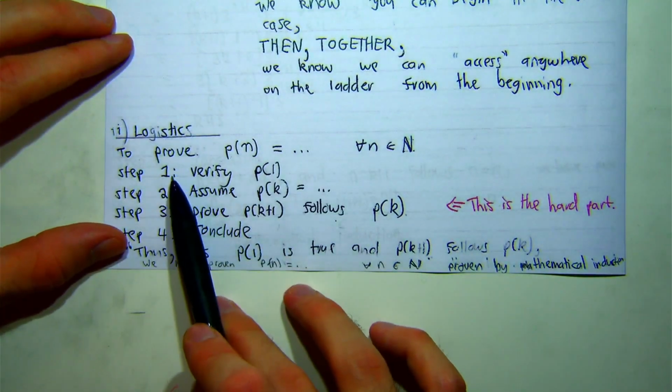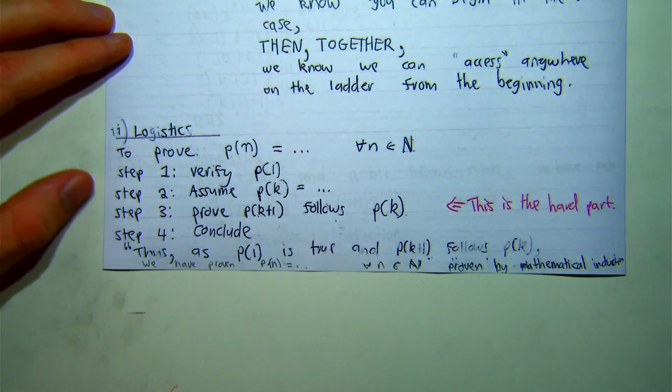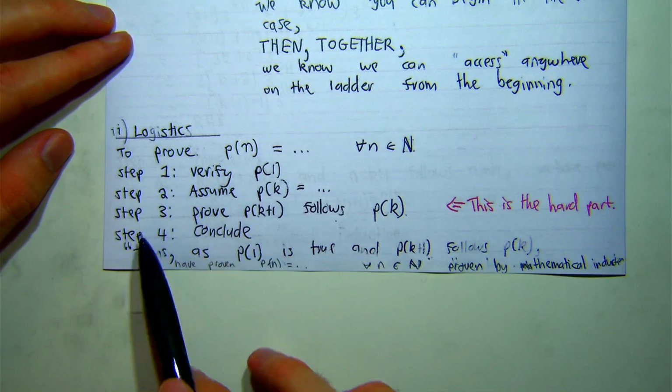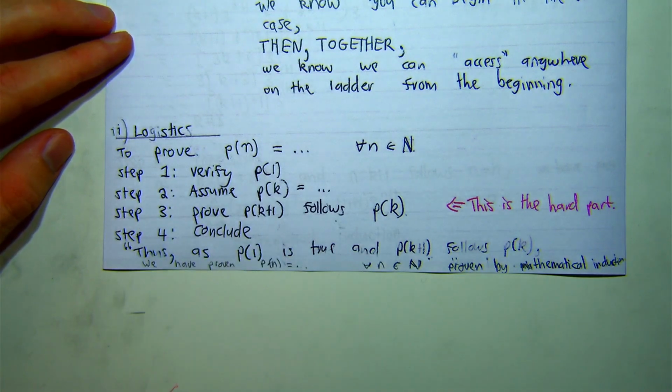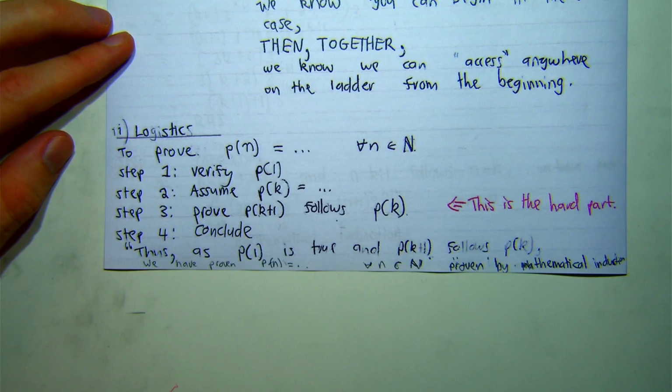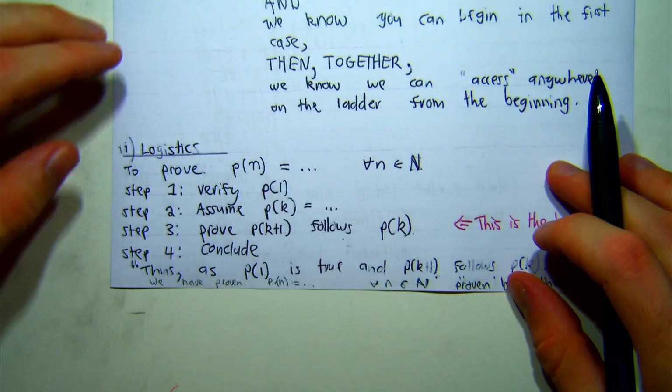If we've done steps 1, 2, and 3, we've actually done the proof, and then we bring it all together with our conclusion, which basically says, as P of 1 is true and P of k plus 1 follows from P of k, therefore we've proven our rule by mathematical induction. And that's it. So let's take a look at an example of this.